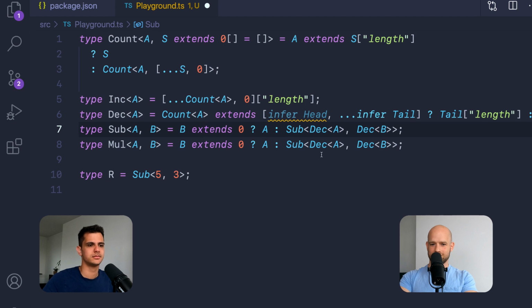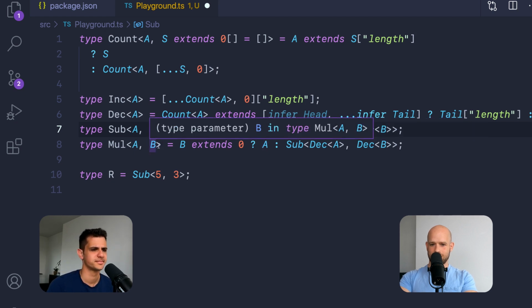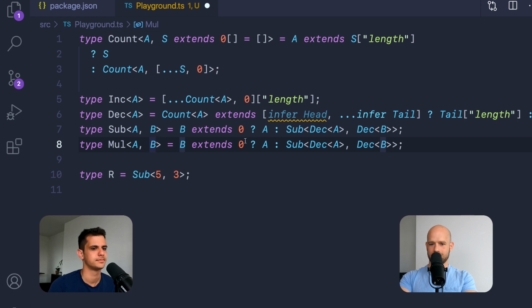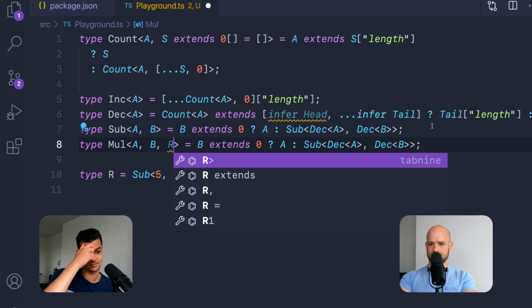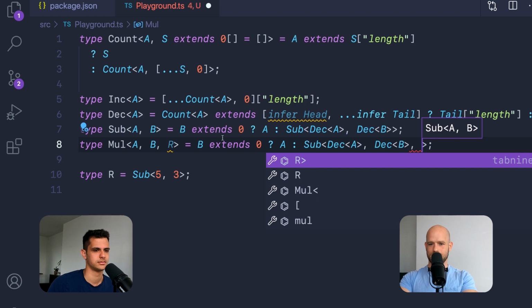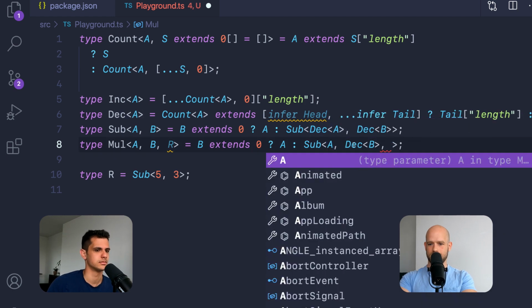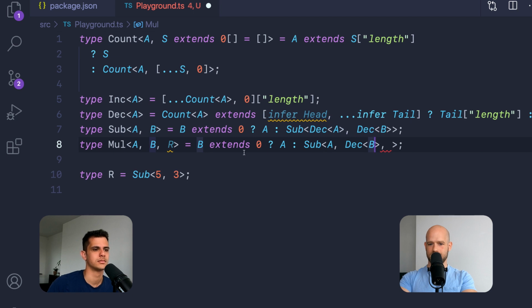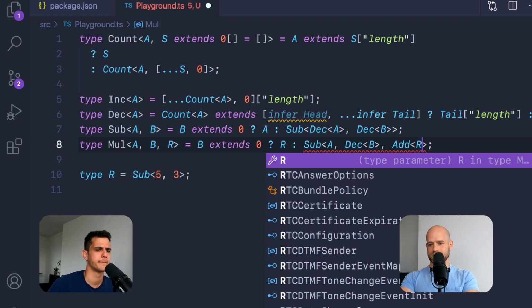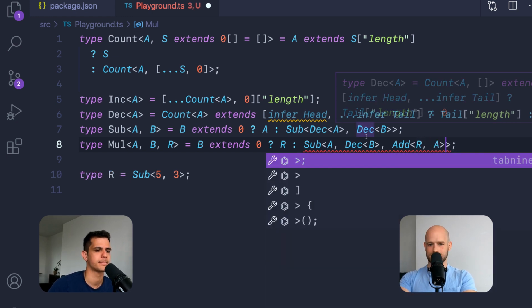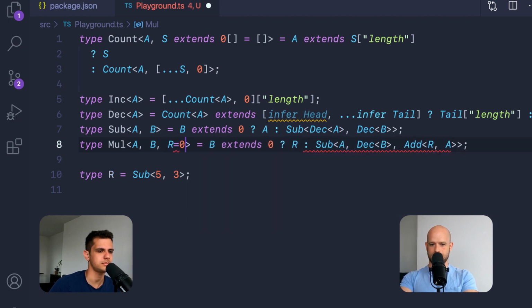So multiply: we're going to add A every time to the intermediary result. So we need an intermediary result. When B equals 0, we return the result; A we keep, and we decrement B every time. Every time we do one pass, we add A to the result. The default value at the beginning is 0. So it's A plus A plus A plus A, and that's how we multiply, I think.